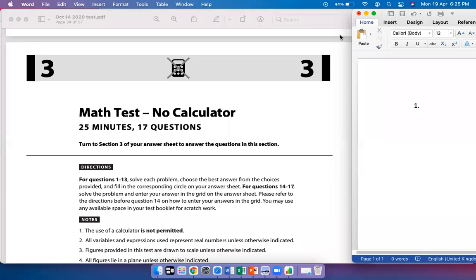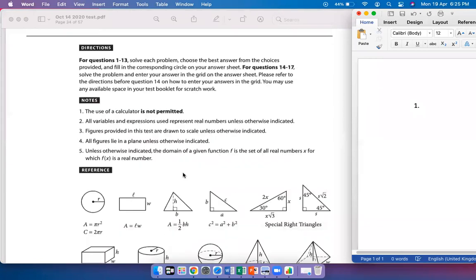Today we'll solve the no calculator section of the October 2020 PSAT together. So let's begin.